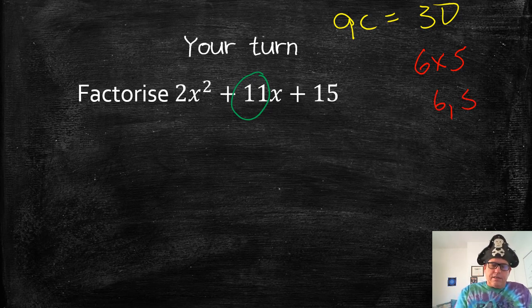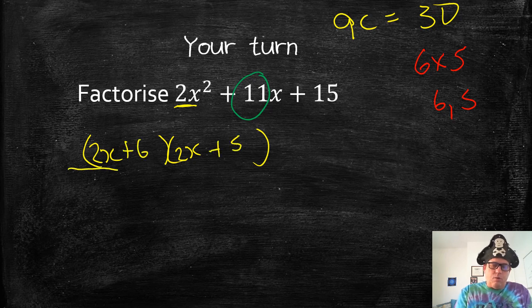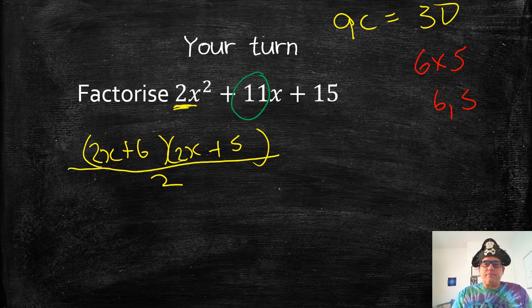So let's go ahead and write this out. Since this is a 2x squared, I'm going to write 2x in both brackets. My numbers are 6 and 5. It doesn't matter. Plus 6, plus 5, and the whole thing will be over 2. Why? Because a is 2.